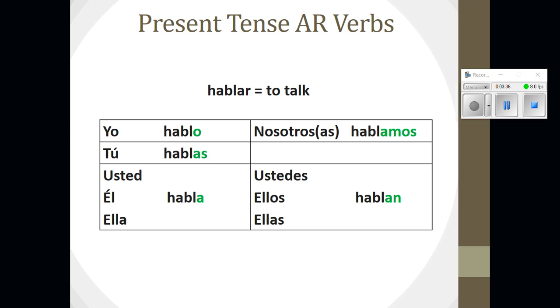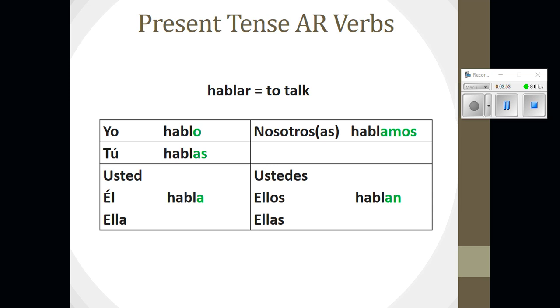Okay, Part B says to write the present tense conjugation of hablar in the chart below. We have those forms on the PowerPoint here. We're going to talk through those, okay? We know that hablar means to talk or to speak, okay? And let me talk through this and I'll have you pause when I get through it, okay?